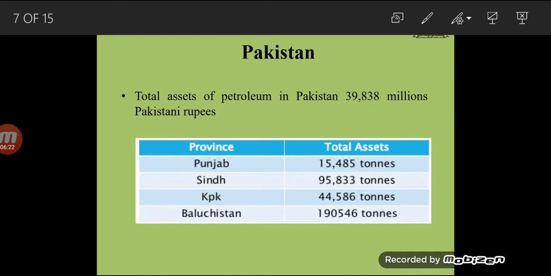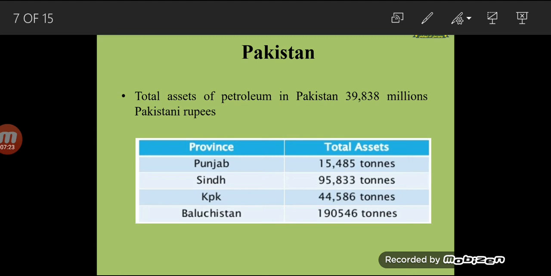The total assets of petroleum in Pakistan are 39,838 million Pakistani rupees. If we talk according to the provinces, in Punjab the petroleum exists 15,485 tons. Then in Sindh 95,833 tons of petroleum, or the assets of petroleum, exist.